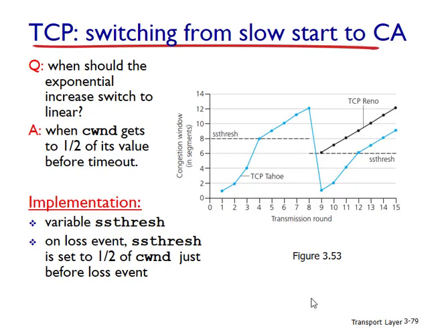Note that the congestion window is 12 times maximum segment size when this loss event occurs. The value of SS thresh is then set to 1/2 of cwnd, which would equal 6 times the maximum segment size. Under TCP Reno, the congestion window is set to cwnd equals 6 times maximum segment size and then grows linearly. Under TCP Tahoe, the congestion window is set to 1 maximum segment size and grows exponentially until it reaches the value of SS thresh, at which point it grows linearly.